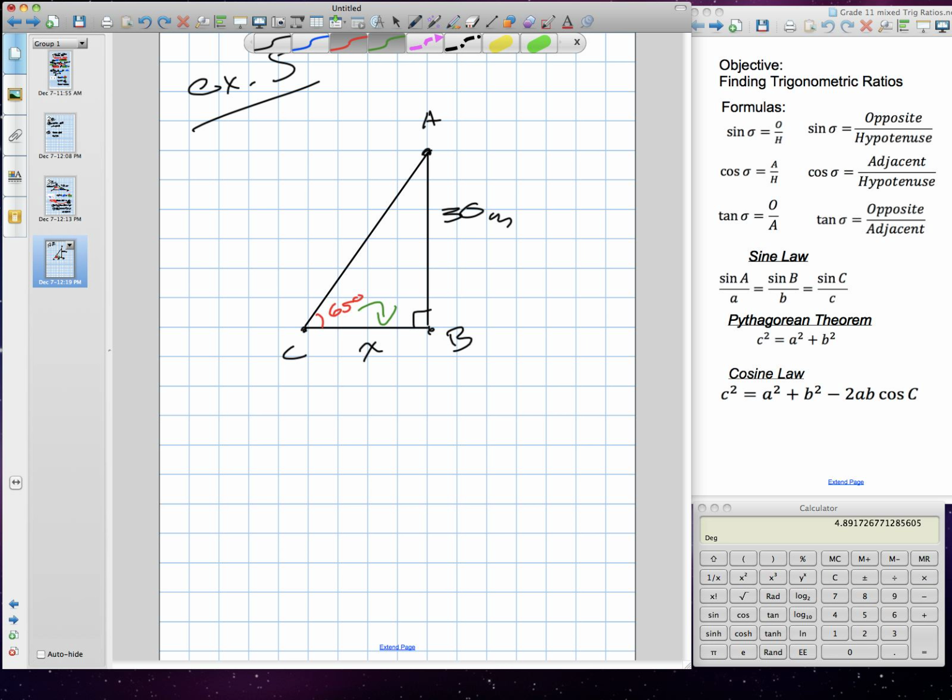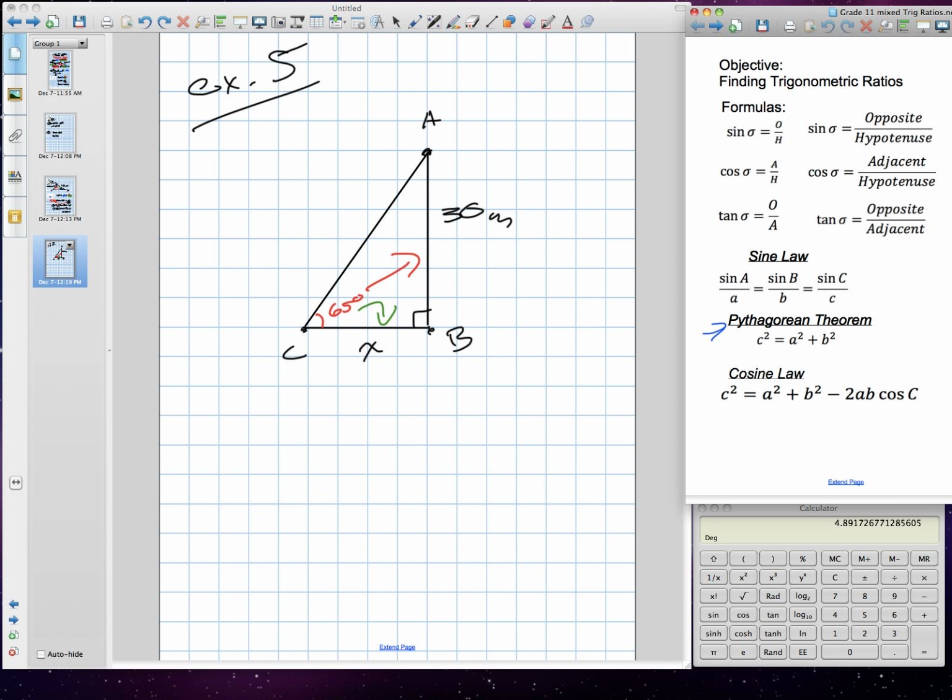Now later on, you're going to realize that we could have technically used one of these formulas, cos or tan, and actually we would have used opposite or hypotenuse. We could have used sine to solve this one very quickly, but we're learning tangent today. So we're going to set up our tangent ratio.